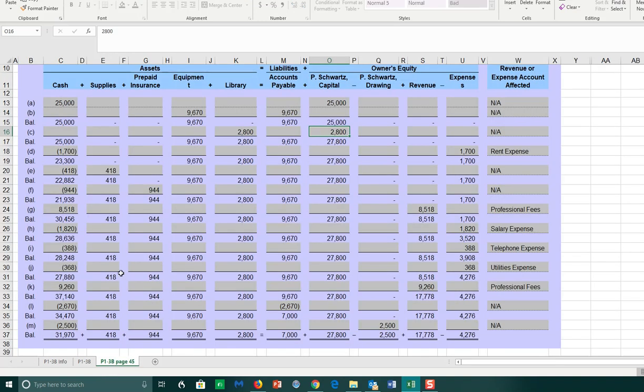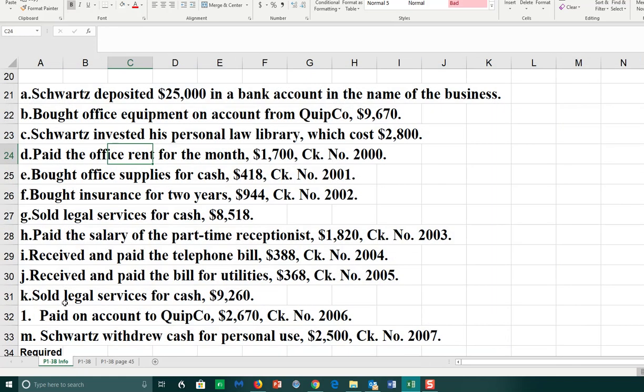And so in the report, we're going to show that cash went down by $1,700, and that what we did was to increase our expenses by $1,700. Remember, expenses decrease your equity, so technically this $1,700 increase in expenses is really a reduction in the owner's equity of the same amount. We're moving on to transaction E.